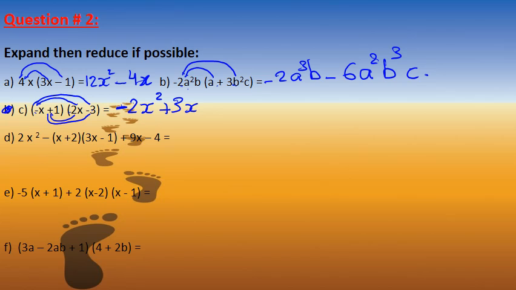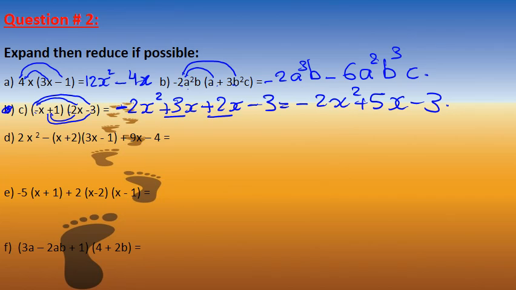Positive times positive is positive. 1 times 2x is 2x. Plus 1 times minus 3 is minus 3. These are like terms, so we should reduce. So we write minus 2x squared plus 5x minus 3.